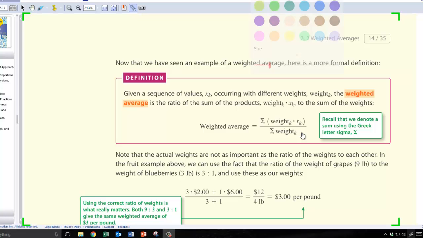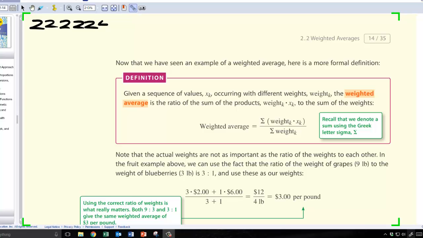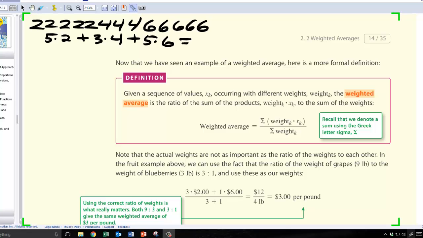So again, if we have any kind of set of data that we want to play with, 2, 2, 2, 2, 2, right? 4, 4, 4. Let's say 5 of those, right? Instead of adding everything together and dividing by how many we have, we can do 5 times 2 plus 3 times 4 plus 5 times 6. That's going to equal our total. And then we would just divide that by the sum of the weights, right? The 5 plus 3 plus 5. And that's going to be over the number of things.